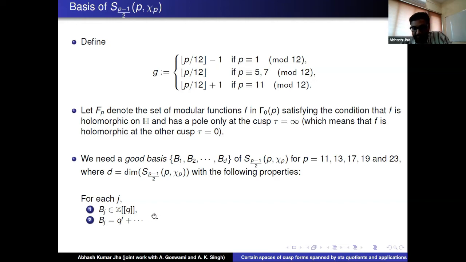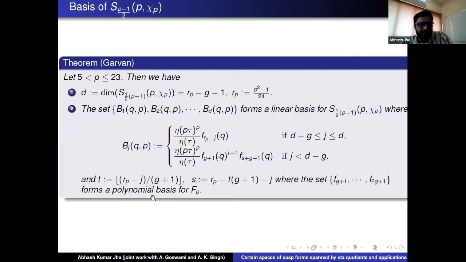So these two things I need. And for this, this type of basis is given by Garvan. Garvan gave a basis of this space, which is essentially of that type. And so this is the result of Garvan.